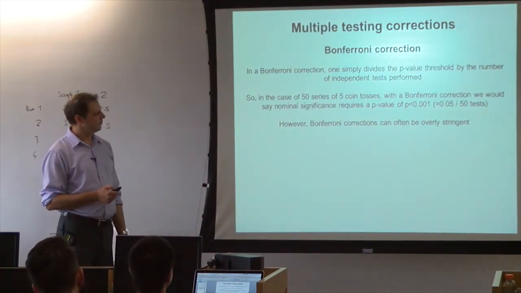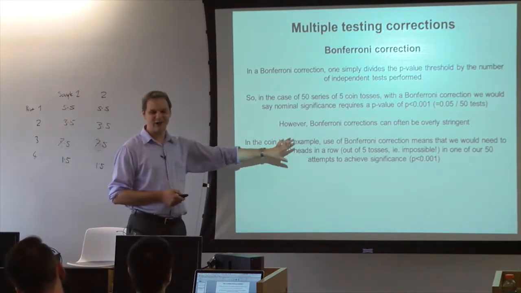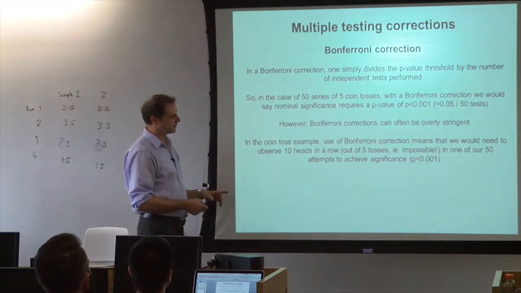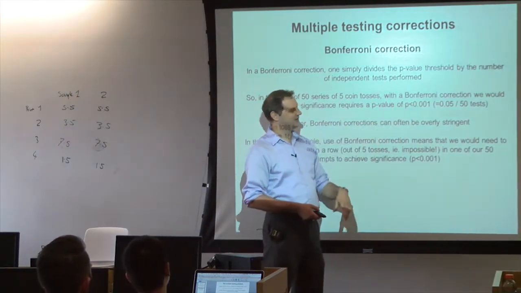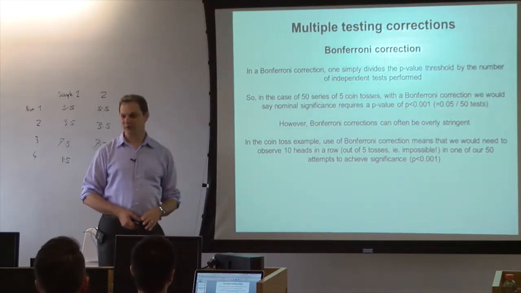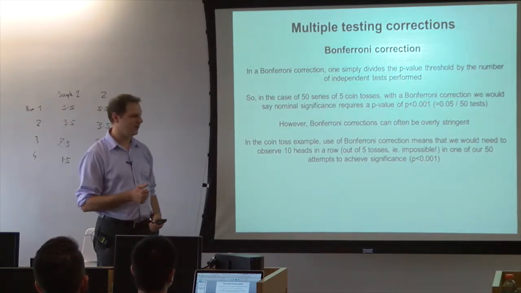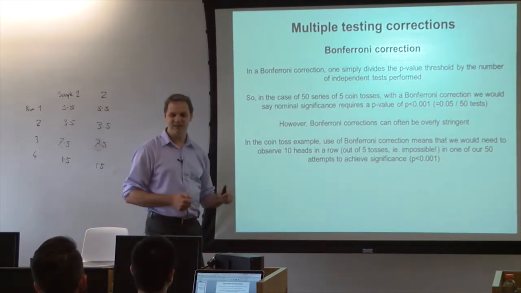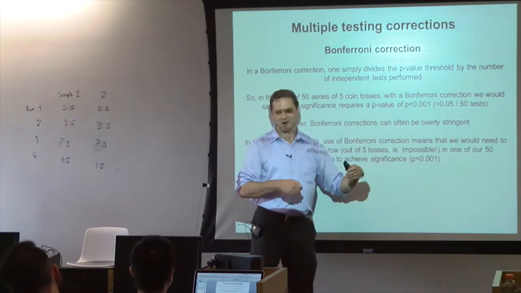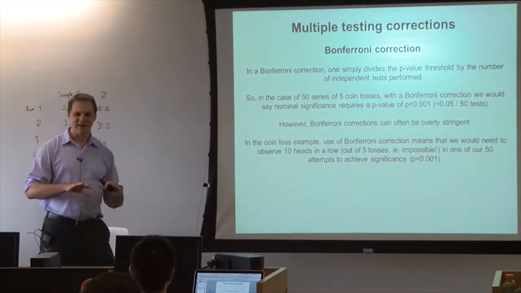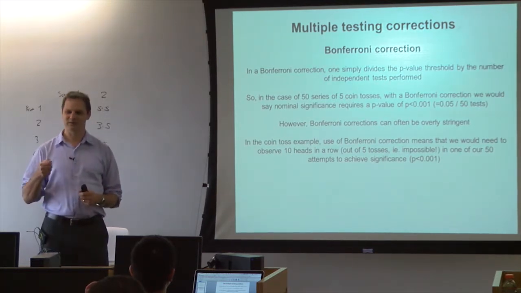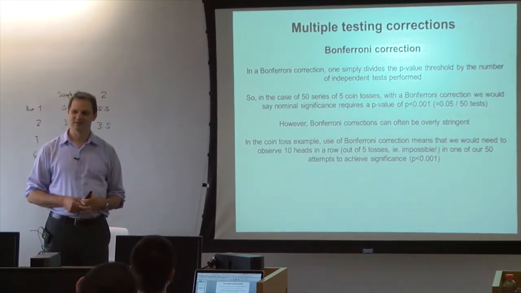There's a real problem there, though, because Bonferroni corrections can be massively overly stringent. Just to explain that, we now said, okay, my p-value needs to be 0.001. In the case of this coin toss, that's impossible to achieve, because with 5 coin tosses, even if you get 5 heads, I just showed you that the p-value is 0.03. In other words, greater than 0.001 on any one series of coin tosses. I've now made it impossible for my test to be significant. On any one of those 50 series of coin tosses, I can never achieve significance. Okay?